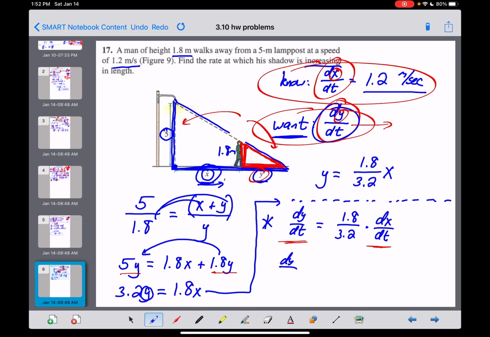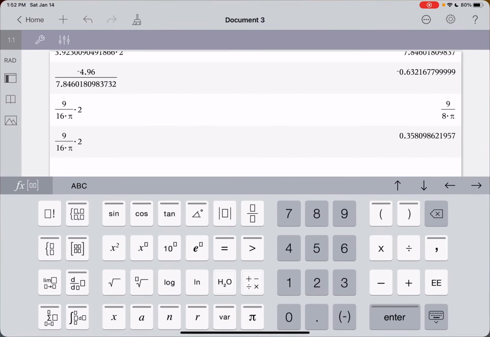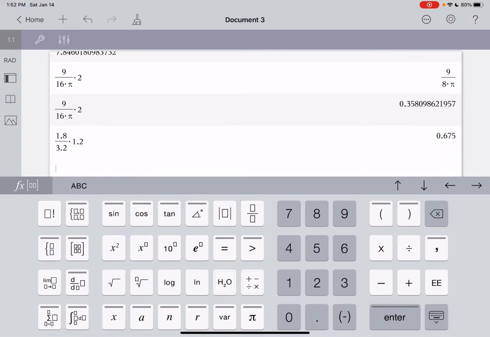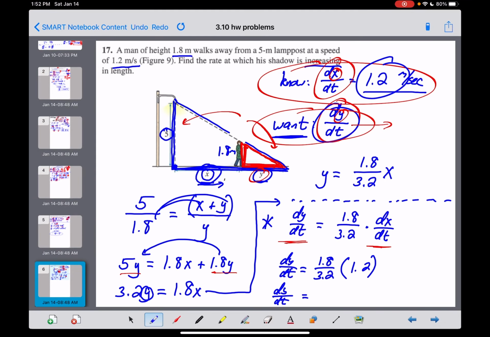So we're going to get here a dy dt is equal to a 1.8 over a 3.2 multiplied by dx dt, which is a 1.2, and I don't think I know that answer in my head. So dy dt is equal to, let's see if I can remember this now. Here we go. We had a 1.8 and then divided by a 3.2 and then multiplied by a 1.2 should get us our answer here of 0.675. Every rate here, velocity was measured in meters per second. And that's going to be our answer there, guys, for problem number 17.